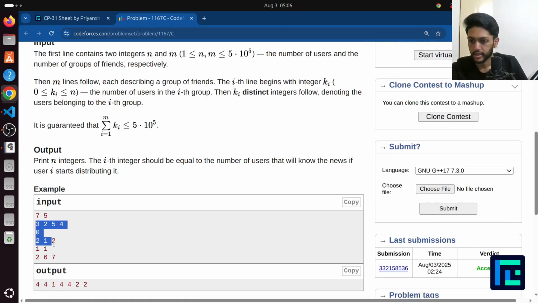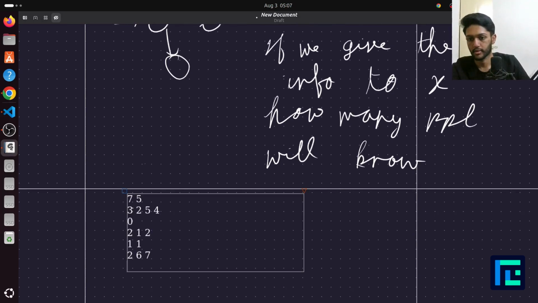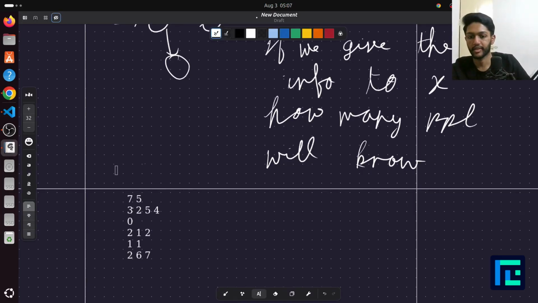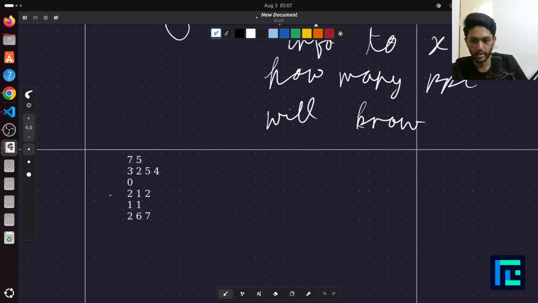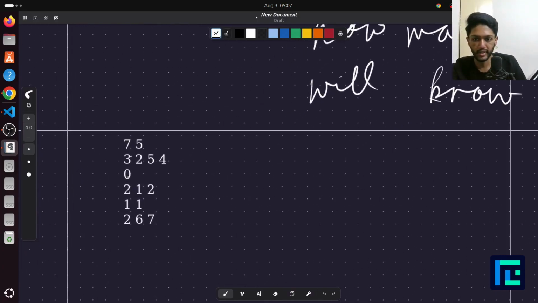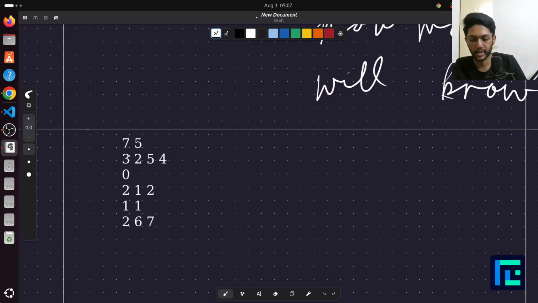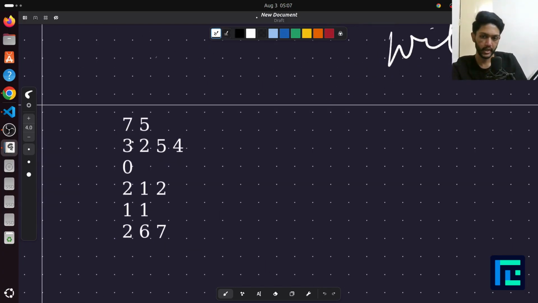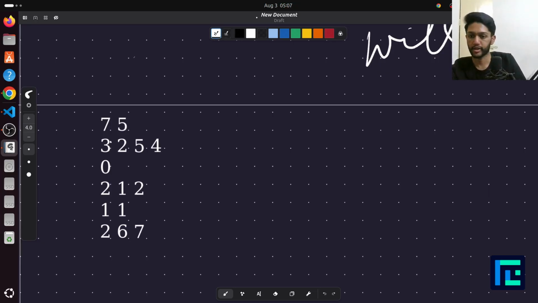So let's see if I can copy this. Yeah, nice. What I am saying is that we have here the sample test case. 7 means there are total 7 people, 5 means there are 5 groups. So these 5 are the groups. The first group has 3 members: 2, 5 and 4. Then the second group has no members. The third group has 1 and 2 in it, and the fourth group has just 1 in it, so it is a pretty lonely group. And finally the last group contains 6 and 7.